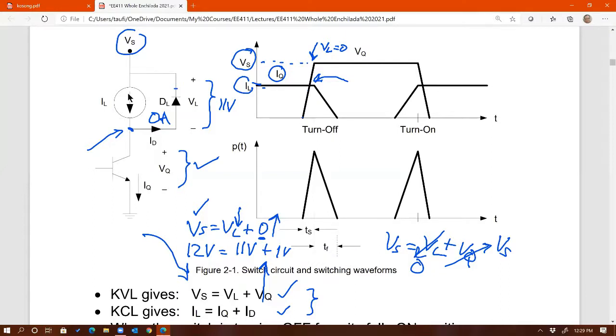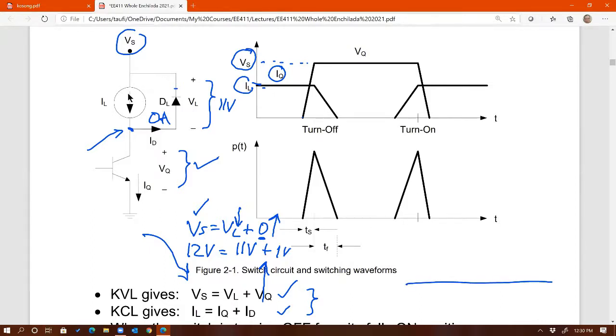Why is it that I'm drawing the switching waveform in such a way that voltage across the switch rises up first before current can come down? Why can't current come down first and then voltage come up? So let's see if that can actually happen. Well, let me erase this. Erase that. Let's assume that current comes down first.